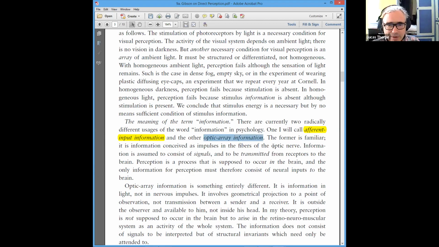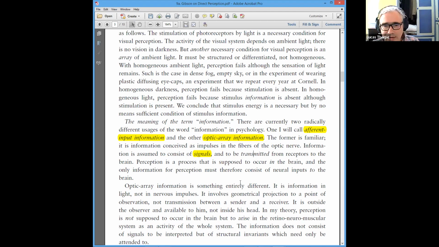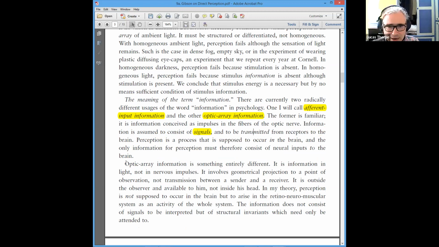The former is familiar. It is the information conceived as impulses in the fibers of the optic nerves. According to this computational account, information is assumed to consist of signals to be transmitted from receptors to the brain. And then perception is a process that is supposed to occur in the brain, and the only information for perception must therefore consist of neural inputs to the brain. So that's one notion of information. He's writing this before Marr, so I think he'd probably say this slightly differently if he was writing post-Marr.